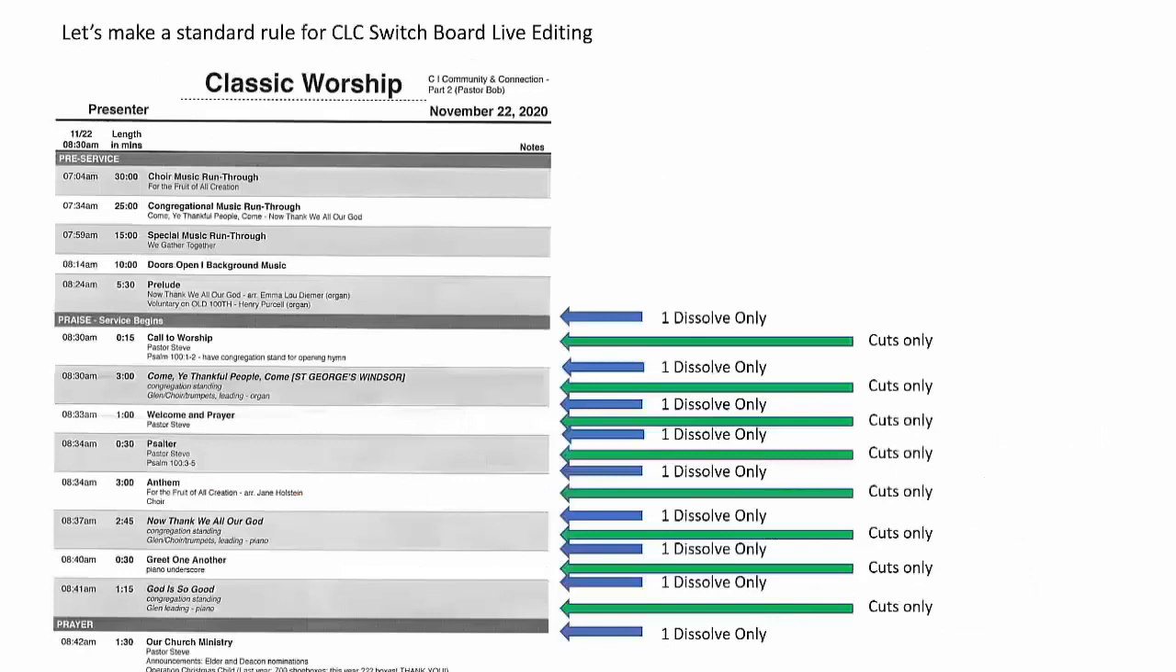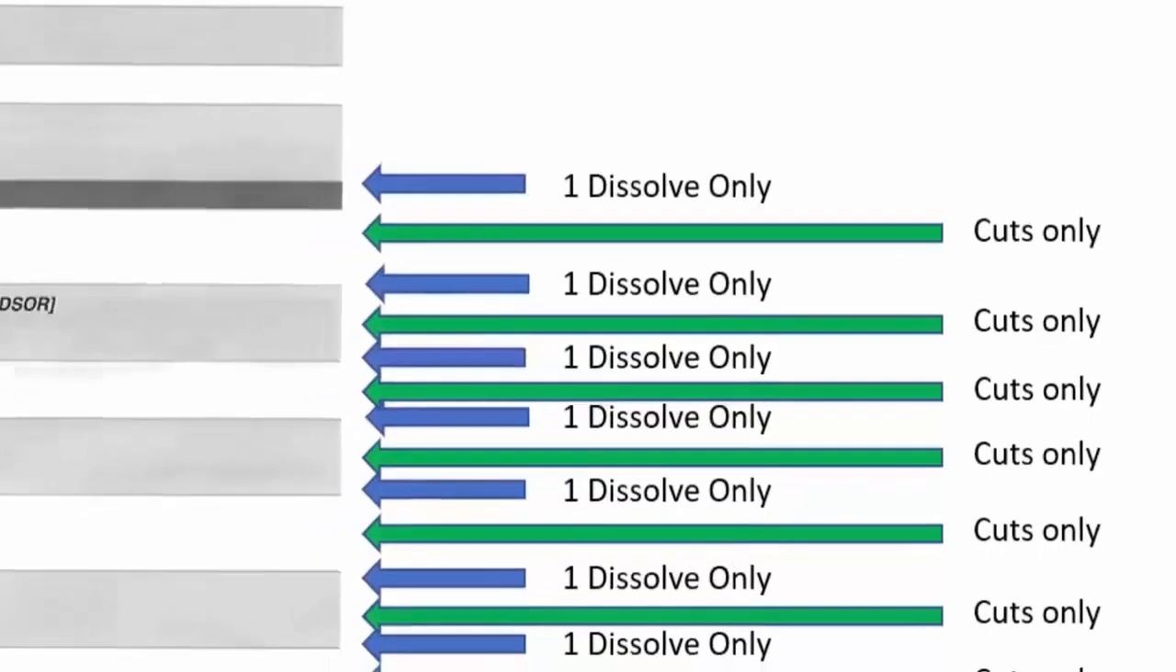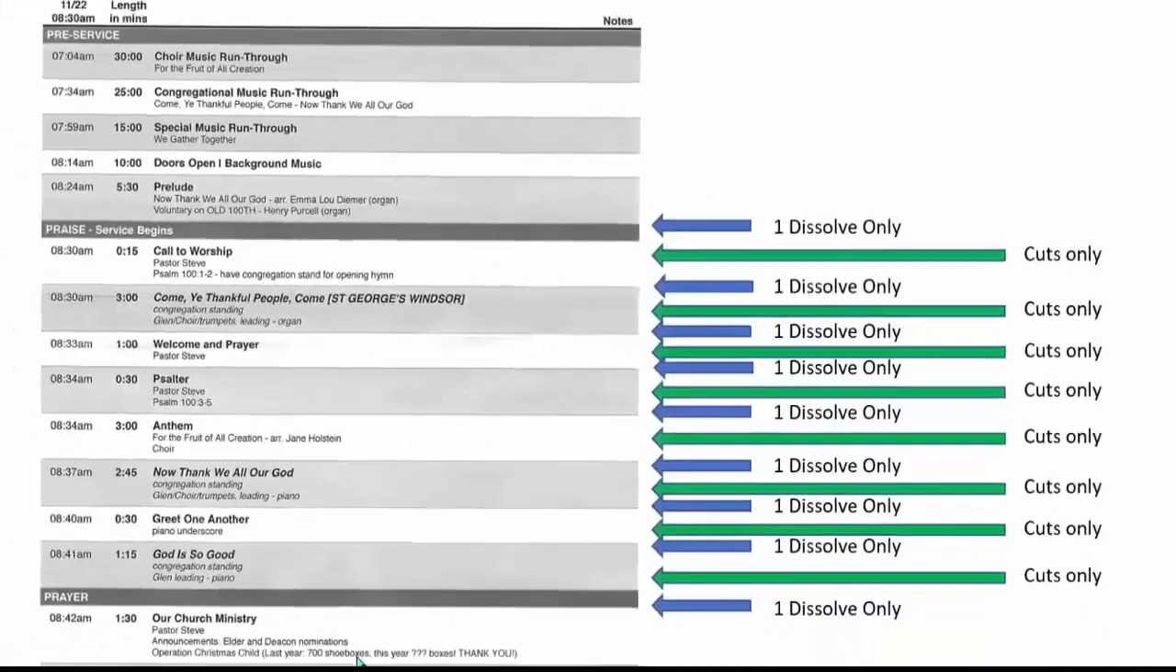Here's an example of a shot list at Covenant Life. We start out with the dissolve into the call of worship. During the call of worship, cuts only. From the call of worship to the next event, "Come Ye Thankful People," we can do a dissolve. And in here, only cuts will be used until that event is open. Then we can dissolve to the welcoming prayer, etc.